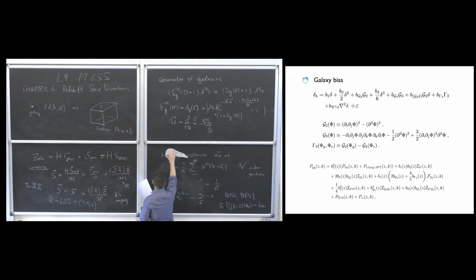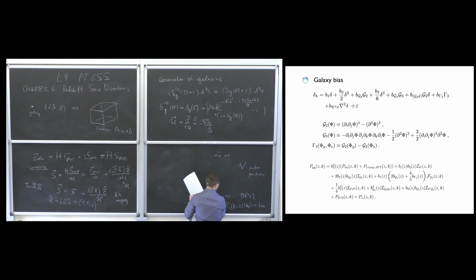So now with this notation, we can streamline some of the expressions, and in particular for the redshift space mapping, we're going to get the expression that looks like this.